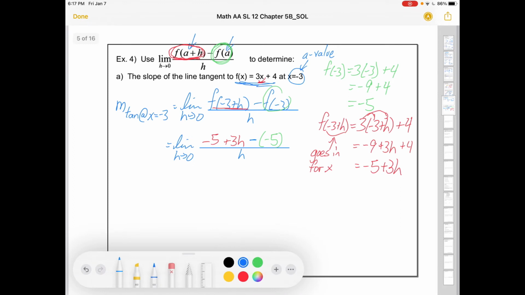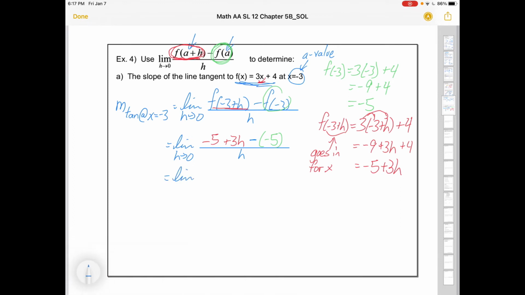Let's work this out. That'll give us the limit as h goes to 0 of negative 5 plus 3h plus 5. Oh my gosh, those 5's on the top add to 0. So we're left with 3h over h. The h's can cross out because h isn't 0. It's just real close to 0. And we get the limit as h goes to 0 of 3. Well, 3 is always just 3. So in the end, our slope of our tangent at x equals negative 3 is just 3.